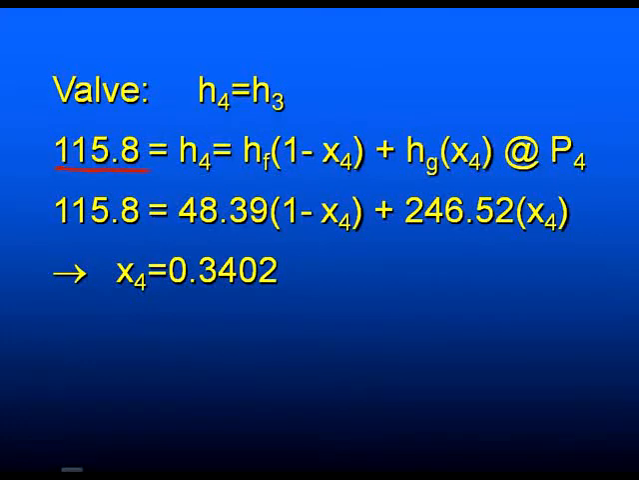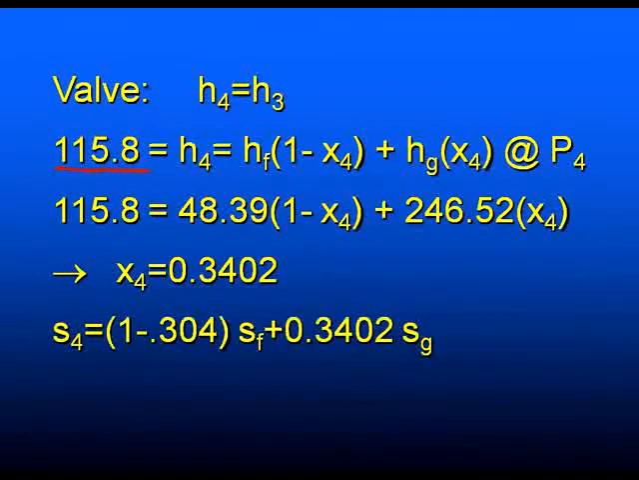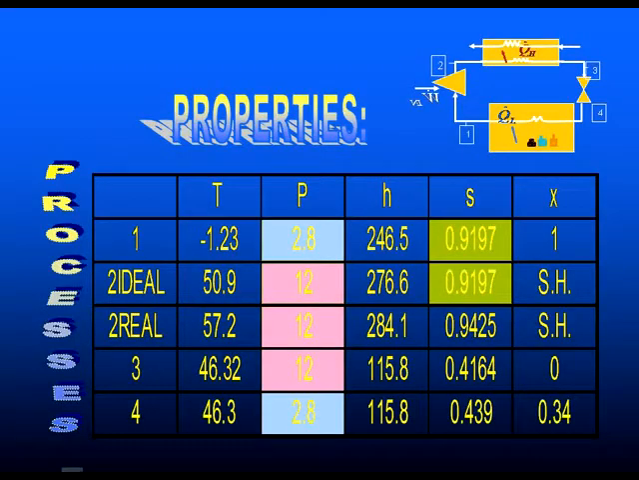So we're going to evaporate it the rest of the way up to 100%. We can also calculate the entropy leaving the valve, and it turns out to be 0.4390. Putting all this together, notice our entropy from 1 to 2 is increasing as we go through the compressor. Now we're removing heat in the condenser, so the entropy drops.